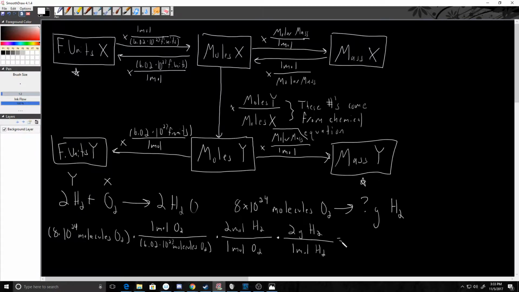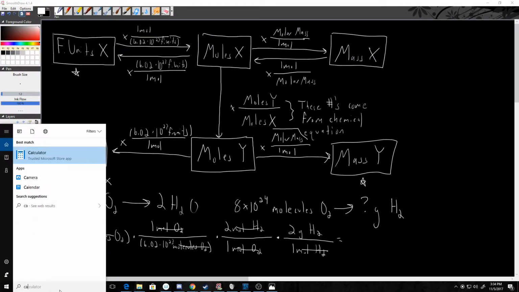All right, so let's check my units to make sure I did it right. Molecules O2 on top, molecules O2 on the bottom. Those cancel. Moles O2 on top, moles O2 on the bottom. Cancel. Moles of H2 on top, moles of H2 on the bottom. I'm left with grams of H2, which is what my question's asking for, so I at least know I did that part right.